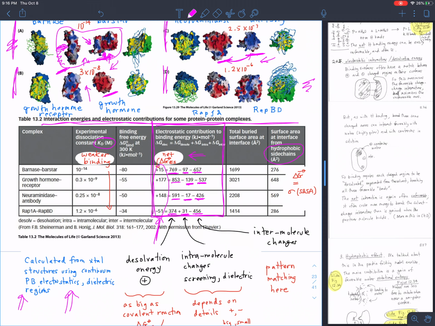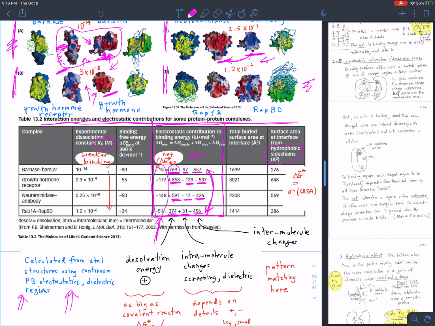If you look at these numbers, you can see the desolvation numbers, this is kilojoules per mole. These are numbers that are bigger than covalent bond energies. They're very large values. So taking the solvent away from the charges that are already on the protein costs an enormous amount of energy. If we look at the pattern matching favorable interactions due to the interactions between the one protein and the other, those are also large numbers, also as big as a covalent bond, or sometimes even bigger. But you notice on average, not quite as big, right?